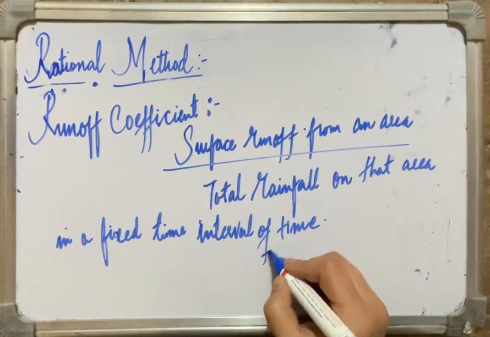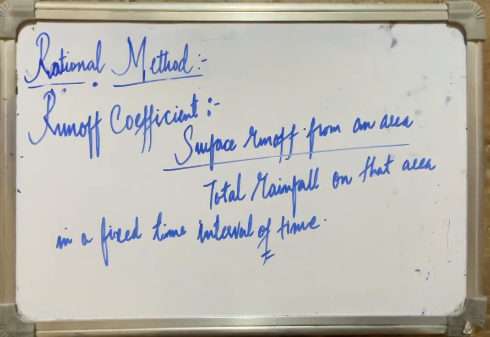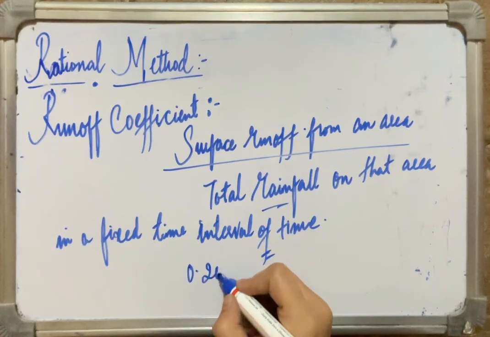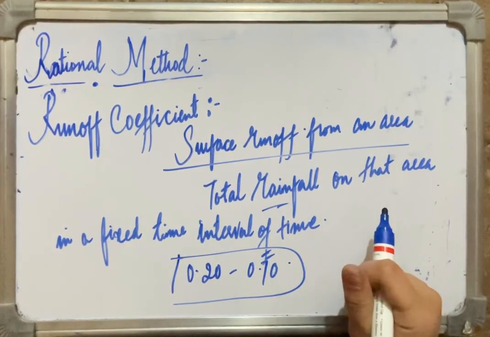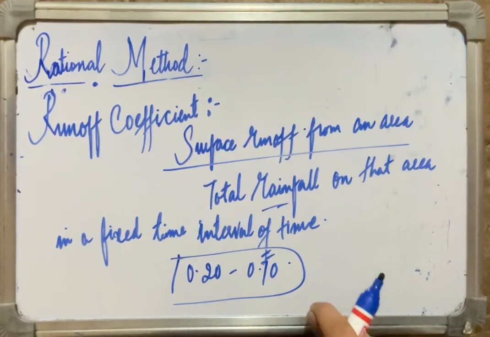So this term, the runoff coefficient, is used to indicate the ratio between surface runoff from an area to the total rainfall on that area, and that too in a fixed interval of time. That is known as the runoff coefficient. And the value of runoff coefficient varies from 0.20 to 0.70, and it should be carefully decided because it depends on the combination of so many factors. So we can say that its prediction becomes far from an exact science, all right? So it has to be quite carefully selected.